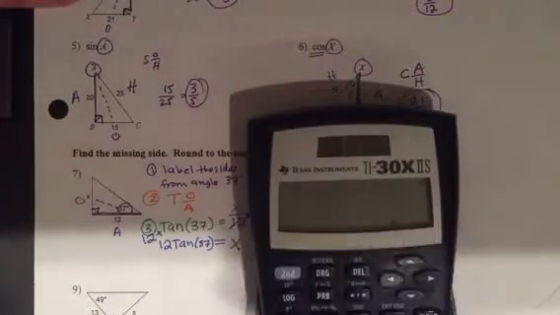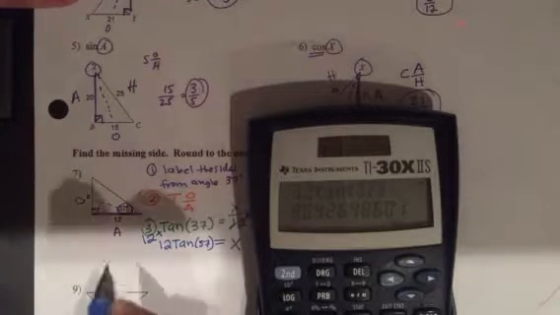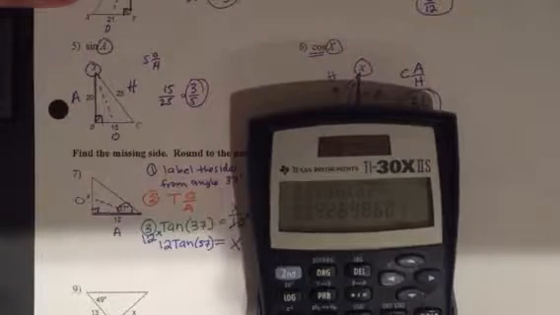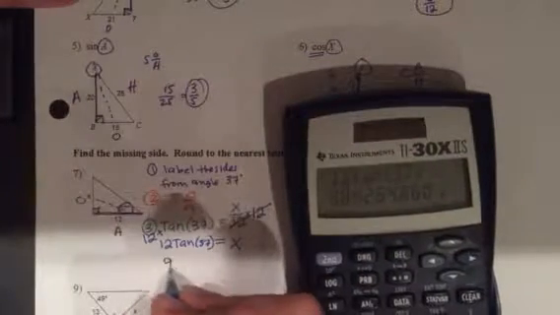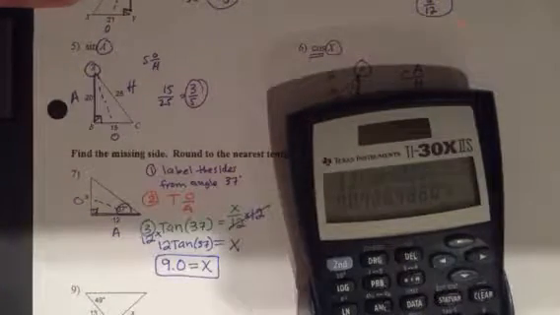I enter that into my calculator. 12 tangent of 37 equals 9.0. 9.0 is equal to x. Alright, let's try it again.